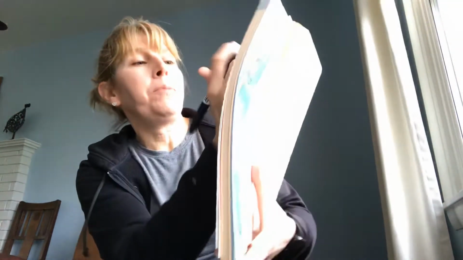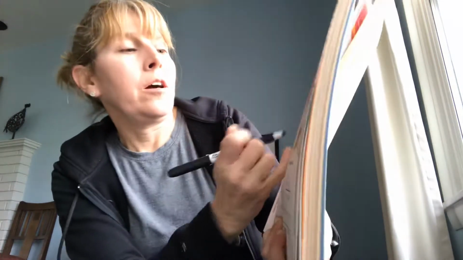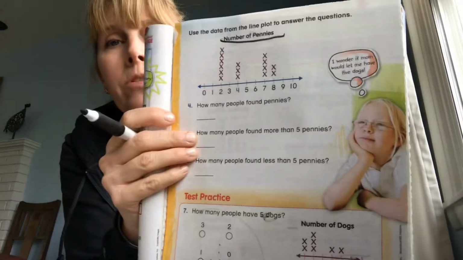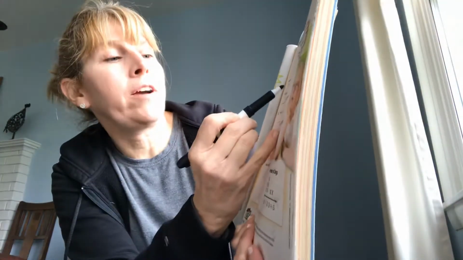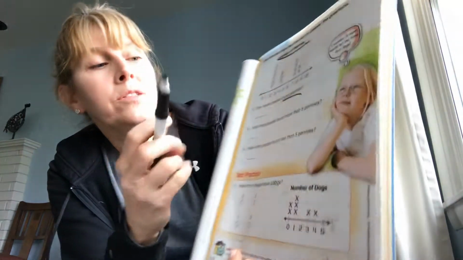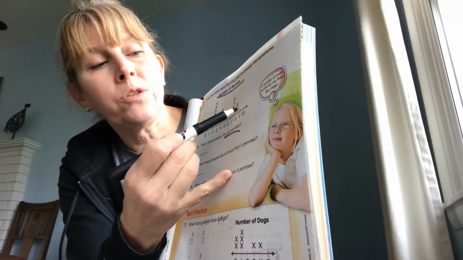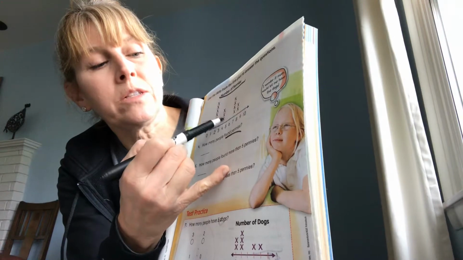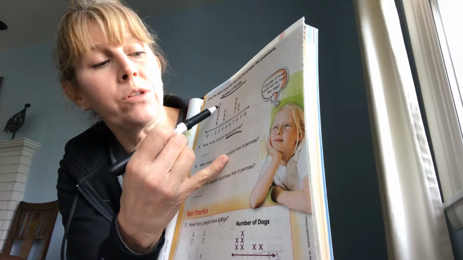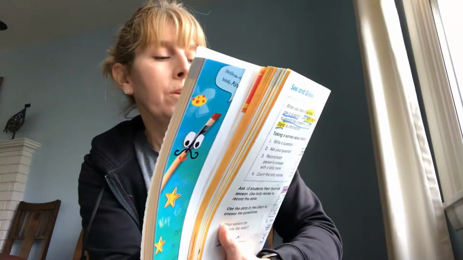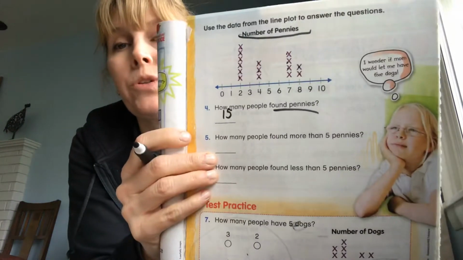Okay, on the next page, this is the number of pennies people found. Okay, so how many people found pennies? So you would count up all the people that voted. So 1, 2, 3, 4, 5, 6, 7, 8, 9, 10, 11, 12, 13, 14, 15. 15 different people were surveyed.